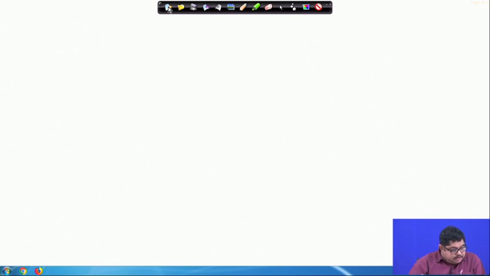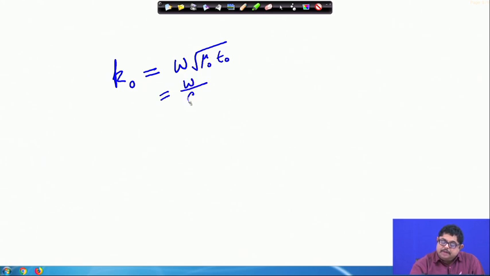Let us see the k naught r. What was our k naught value? K naught was omega, if you remember, omega root over mu naught epsilon naught. So, that we can write as omega into root mu naught epsilon naught, which I can write as omega by c, where c is the free space velocity of light. So, what is k naught r? K naught r is omega r by c.